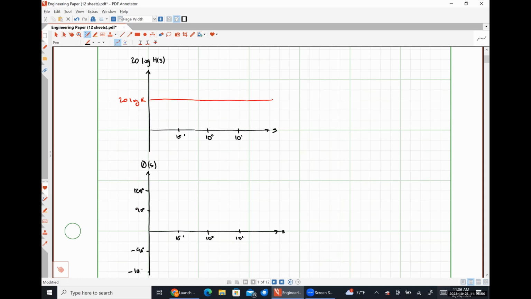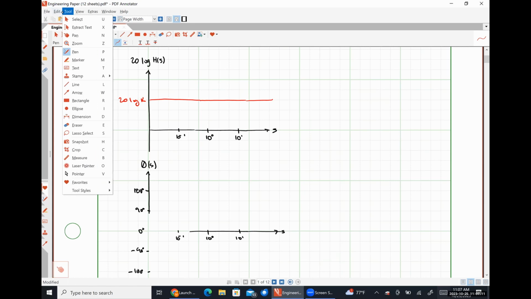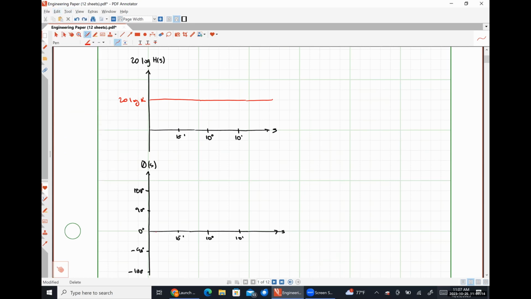Negative 180 down here. So for a system with a transfer function that is a constant, do we expect to see any phase change as a function of frequency? Absolutely not. So our phase angle would literally just be, that is not what I meant to do. That is even less what I meant to do. There we go. A constant value of 0 degrees over the entire frequency spectrum.